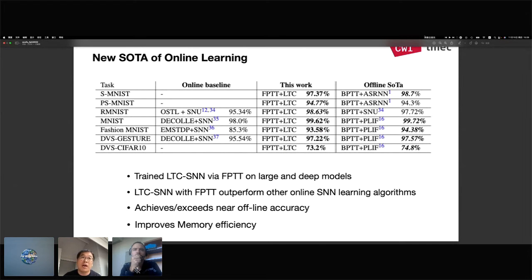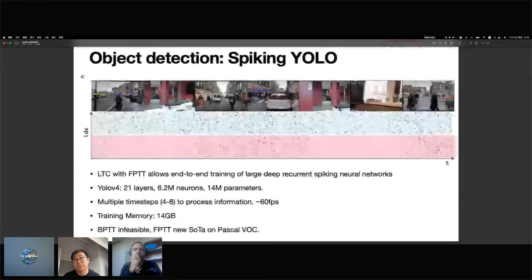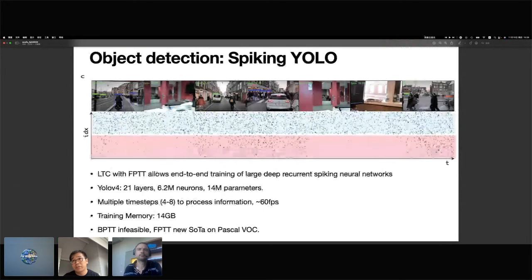So we move our eyes to the object detection task, the spiking YOLO. Several papers have already been done based on conversion, but conversion has two problems. The first is that the simulation time is quite long. The network requires 100 to 1000 time steps. And the second problem is that the sparsity of the network cannot be guaranteed.